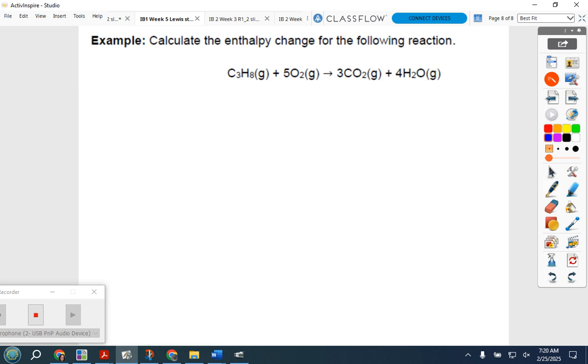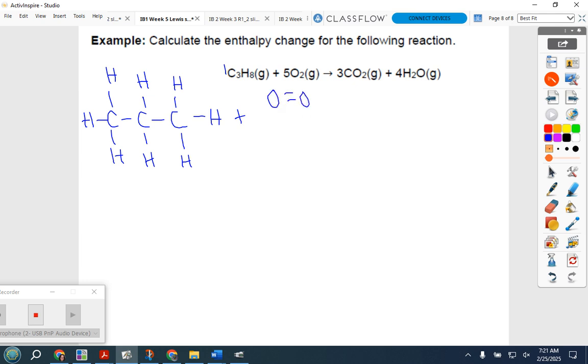We've got C3H8. This is going to be 3 carbons bonded to each other, and then 8 hydrogens, basically filling up all the spots on the carbons. So that is our propane. And then we've got 5, and we've just got one of those, because remember there's an invisible one in front of the chemical formula. Then we've got 5 O2s. Each one of those is going to be a double bond.